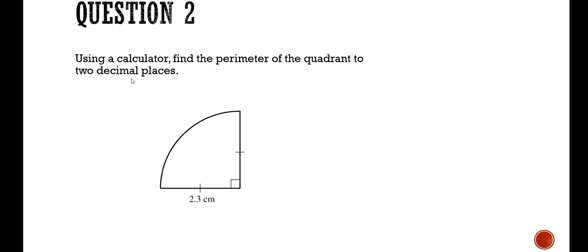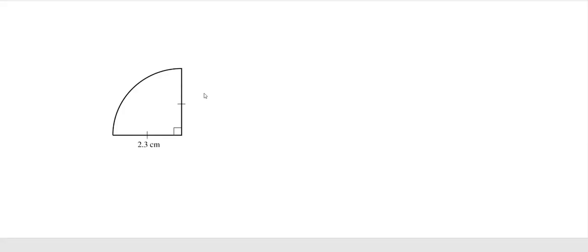Okay, question 2 says, using a calculator, find the perimeter of the quadrant to 2 decimal places. So have a go first. So always make sure you understand what the question is asking. We know perimeter is the border, so walking around the shape. So we have a curved part here, which is part of a circle. We've got to find that perimeter, that length, and then we add on these side lengths here.